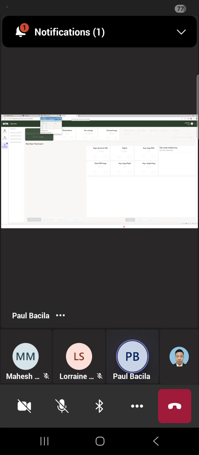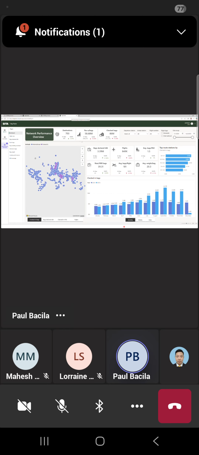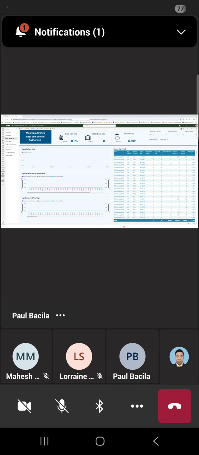So you don't need to have access to Power BI or something else. It's just a web browser. Okay, this is how it works. Do you have any other questions regarding these features? All these reports will be part of your account.